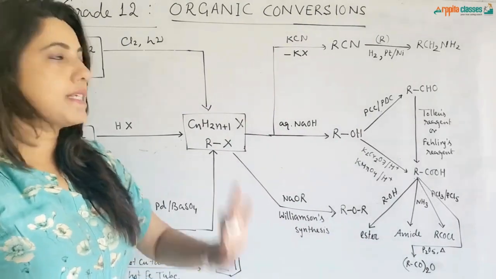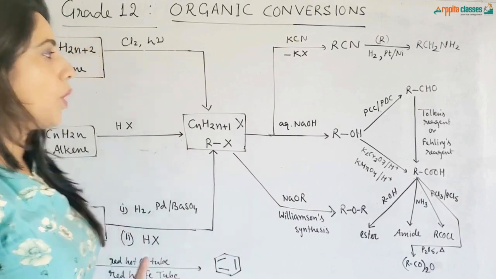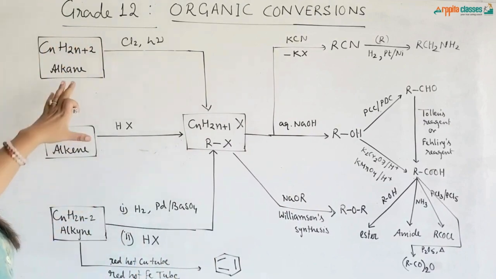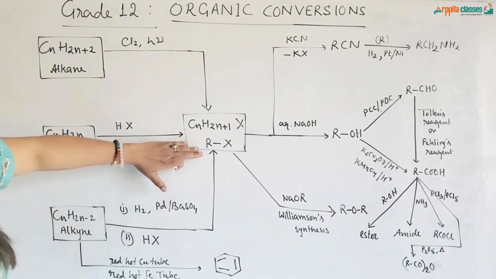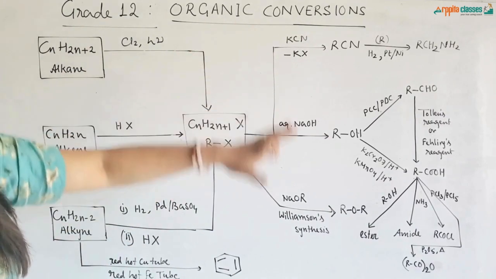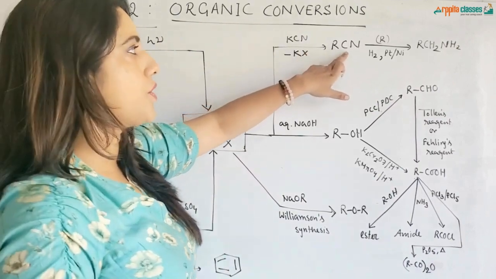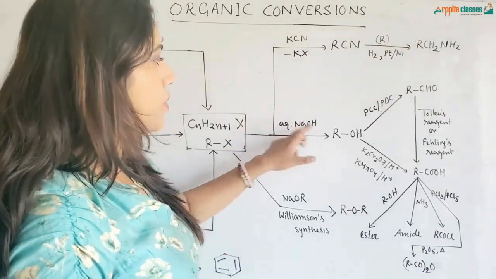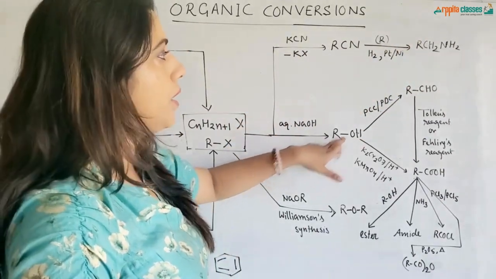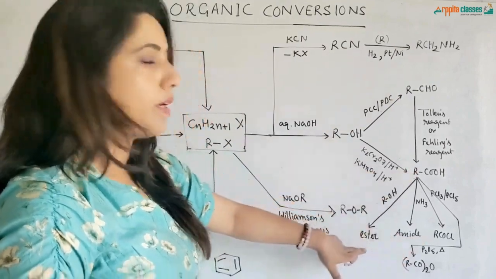Okay, so this is the entire flow chart where we have used all the tricks which were taught to you last time. Basically we have alkane, alkene or alkyne. First of all we have to convert them into haloalkane. From haloalkane we get a number of compounds. If haloalkanes are treated with KCN, we get cyanoalkane first, and then that is reduced to give you amine. Haloalkanes are treated with aqueous NaOH to give you alcohol. From alcohol we can convert them into aldehyde and carboxylic acid. From carboxylic acid we get a lot of derivatives of carboxylic acid.